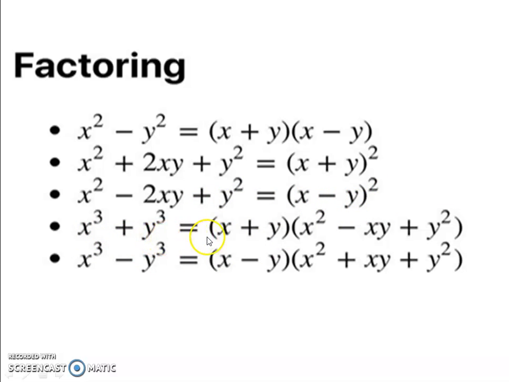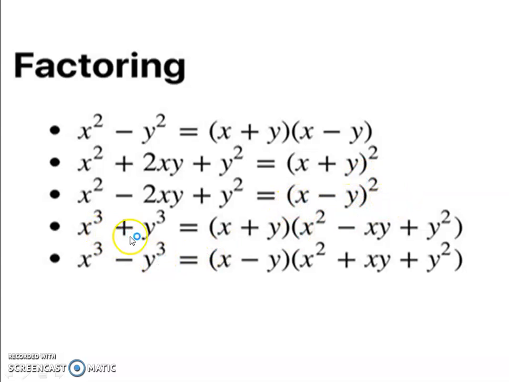x cube plus y cube is equal to x plus y, x square minus xy plus y square. x cube minus y cube is equal to x minus y, x square plus xy plus y square. It is a simple trick to remember. We already know that x square minus y square is x plus y, x minus y. In these two formulas only the middle sign is different. That's why x square plus 2xy plus y square is (x plus y) whole square. If the middle is negative, then it is (x minus y) whole square.